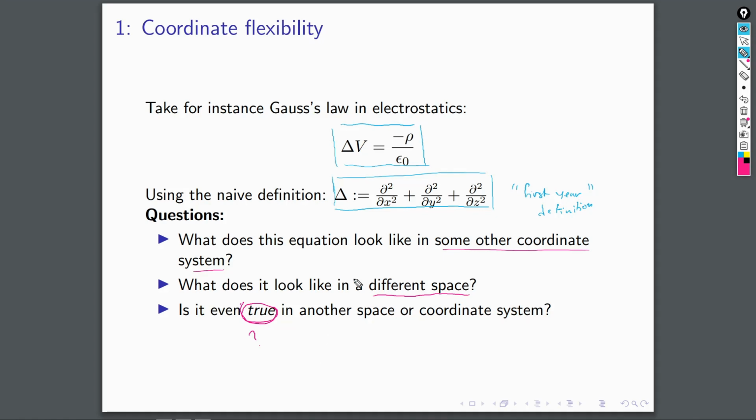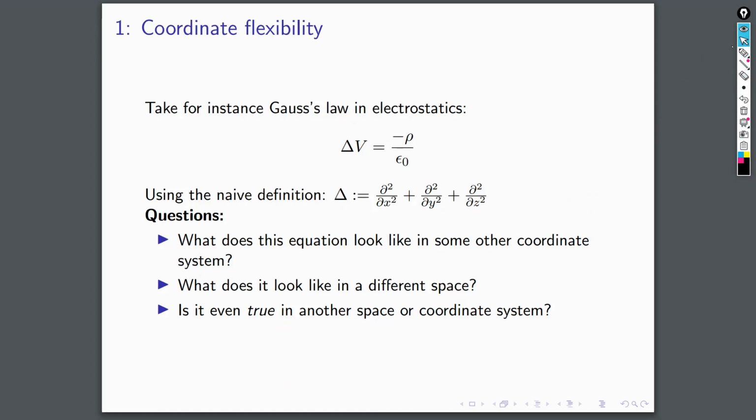Is it even true? With this definition of the Laplacian, it's not clear that it's true in another space or coordinate system. We feel intuitively that the answer should be yes. It should be true, because physics shouldn't care what coordinate system we choose to use. But it's not immediately clear. That's the point. Okay.